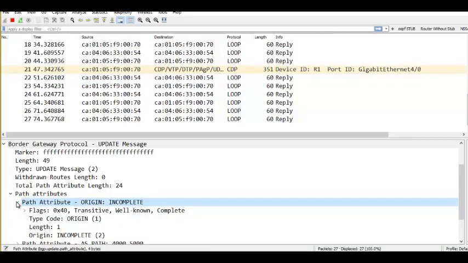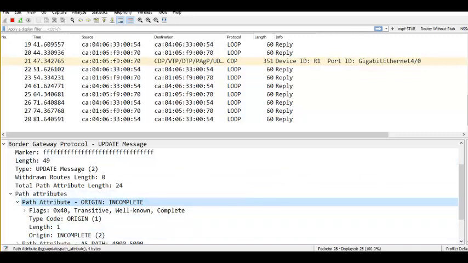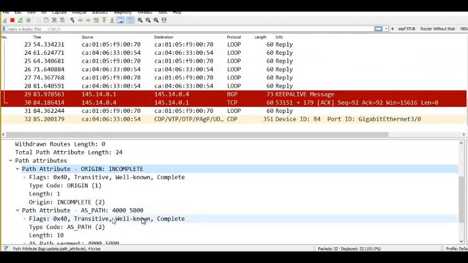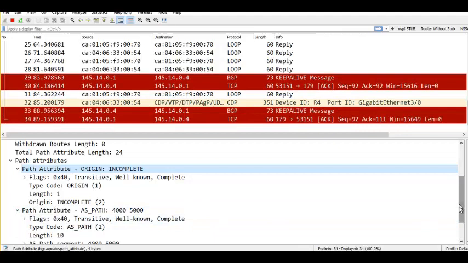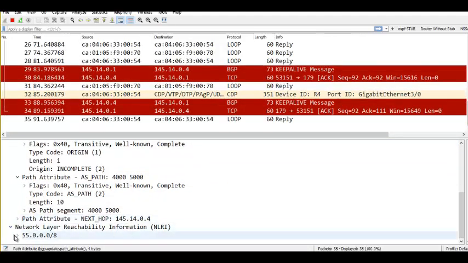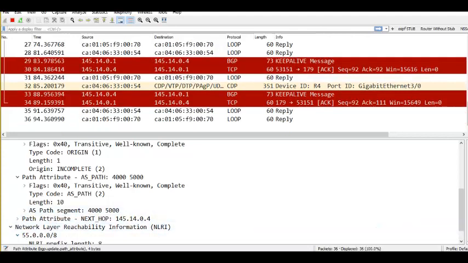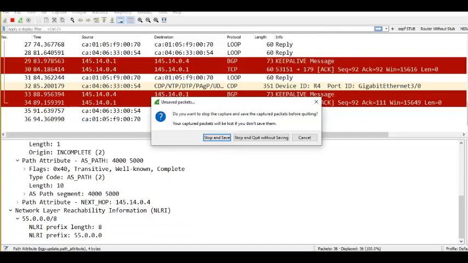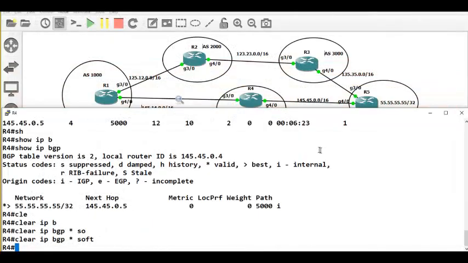The origin, incomplete. All this is what you see in the payload. Yep, that's it. These are all the things that we saw in the previous class. Now we will continue with the theory, then we'll come back here.